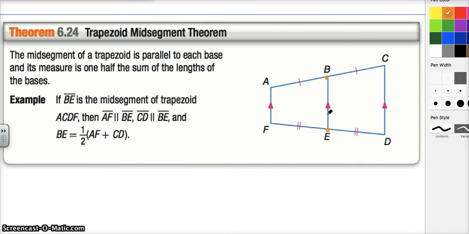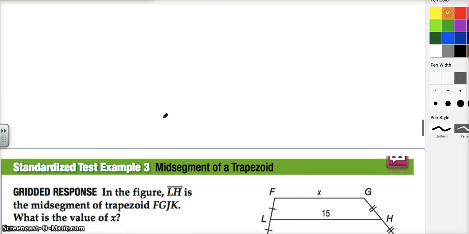So once you create that, its first property is that it is parallel to the two bases, right? The mid-segment is parallel to the bases, and its measure is 1/2 the sum of the lengths of the bases, meaning it is the average of these two. So AF plus CD divided by 2 will give you BE. So BE is the average of those two bases. Kind of neat.